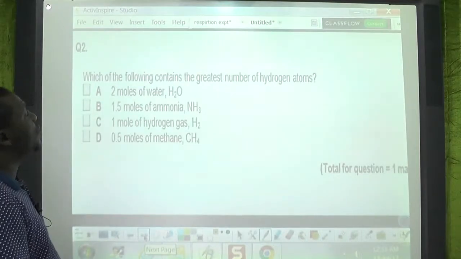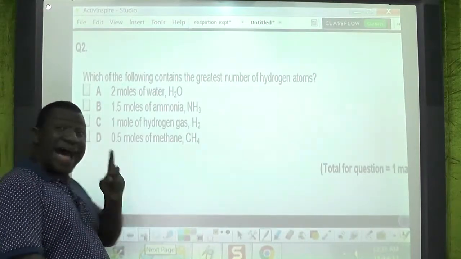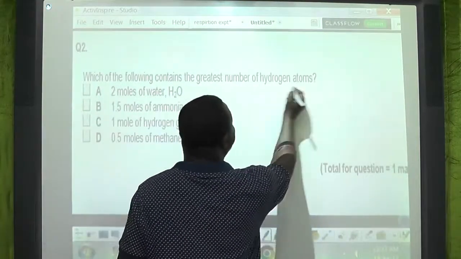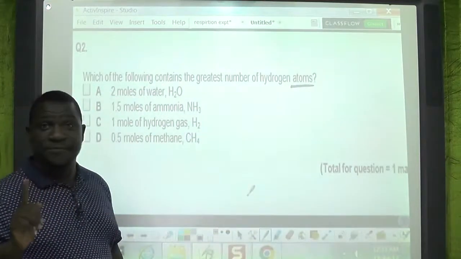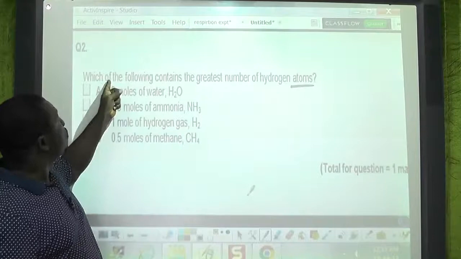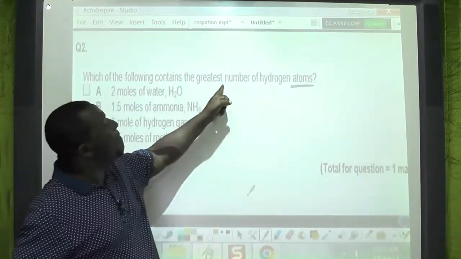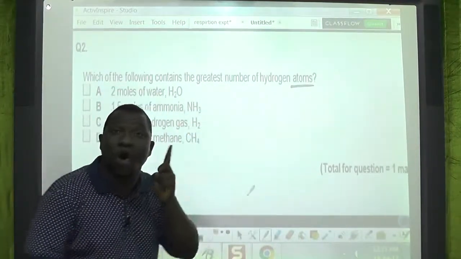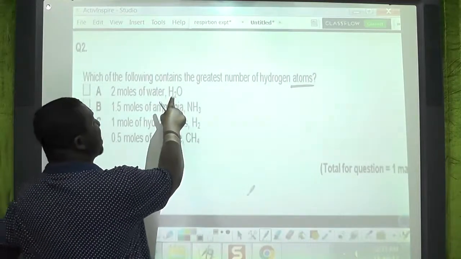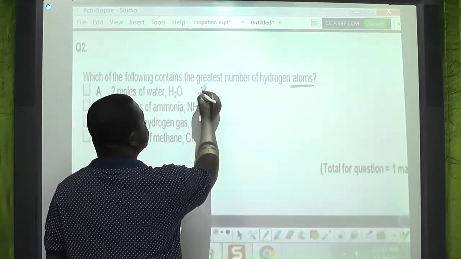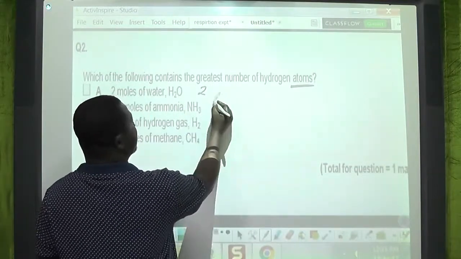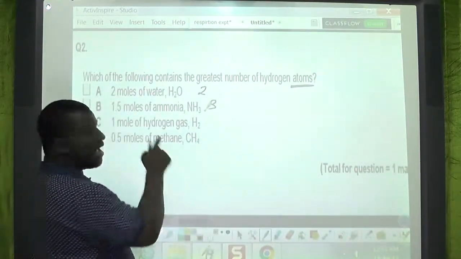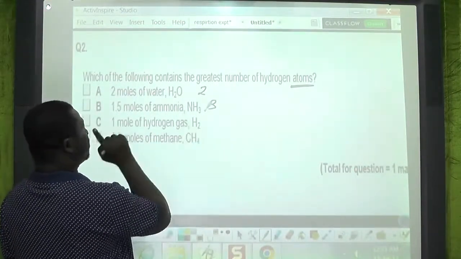Which of the following contains the greatest number of hydrogen atoms? Be careful. It's another trick, another trap for you. Which of the following contains the greatest number of hydrogen atoms? How many hydrogen atoms do you have here? 2. How many hydrogen atoms do you have here in NH3? 3. How many hydrogen atoms do you have in a hydrogen molecule?